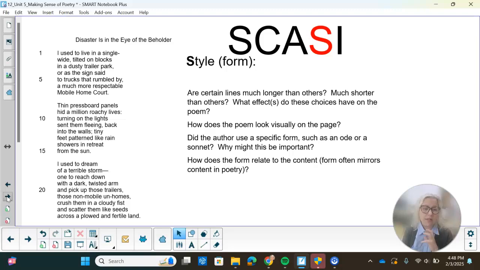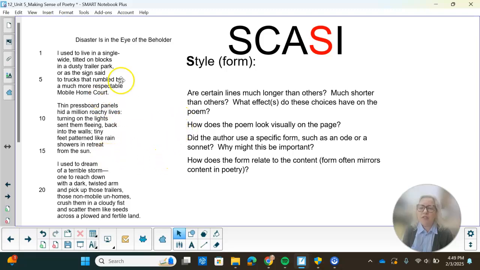For this one, instead of imagery, I want us to talk about structure and form. So for form, are certain lines much longer than others? Are certain lines much shorter than others? What effect do these choices have on the poem? Well, most lines are similarly lengthed, right? Maybe the 7th line and the 15th are the shortest. Mobile home court, from the sun. They're visually the shortest. They have the shortest number of words, and so those maybe are emphasized a little bit.